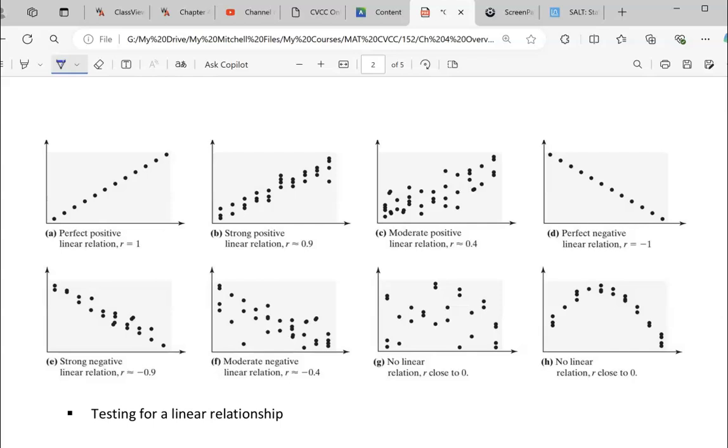But in this last one, it's not linear, but it looks like there could be some type of other relationship that we could explore. But this is not a linear graph at all, so we would expect that R value to be close to 0.